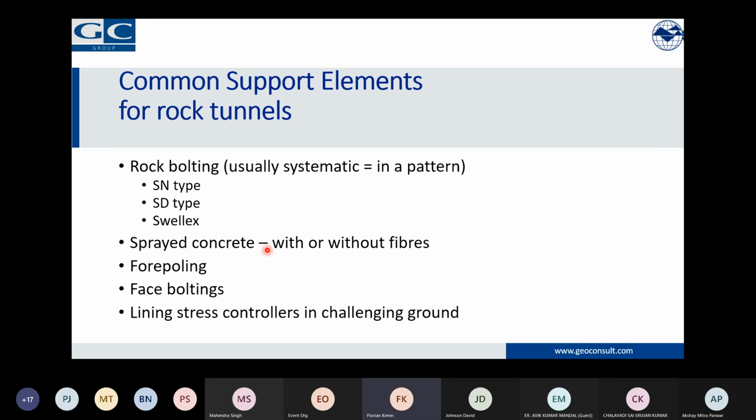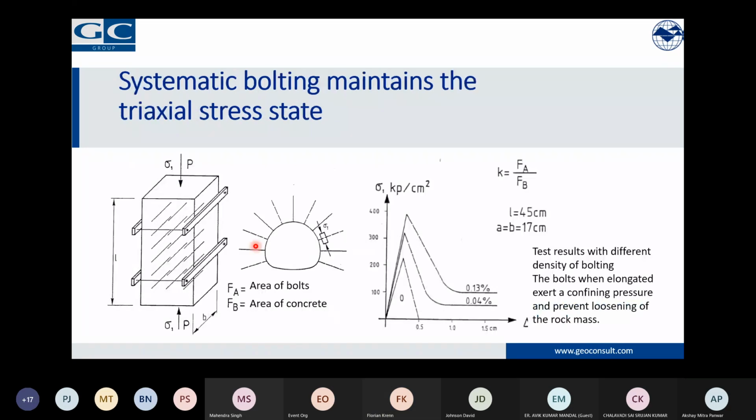So the steel ribs actually will not have much influence. They can take load later on, but when it comes to rock tunneling, the sprayed concrete is very important, and it's pointed out later on why. So one thing why this systematic bolting is very important, and that is because it can maintain the triaxial stress state.